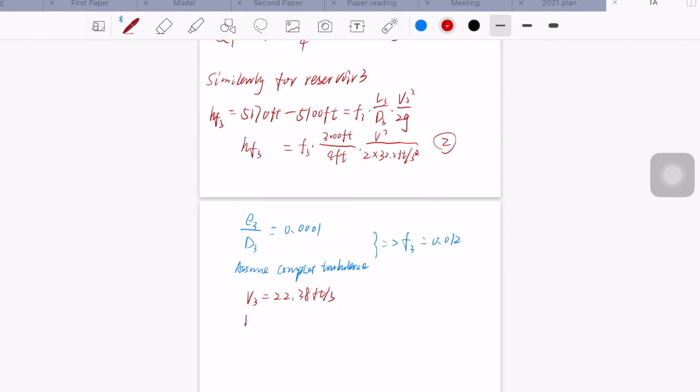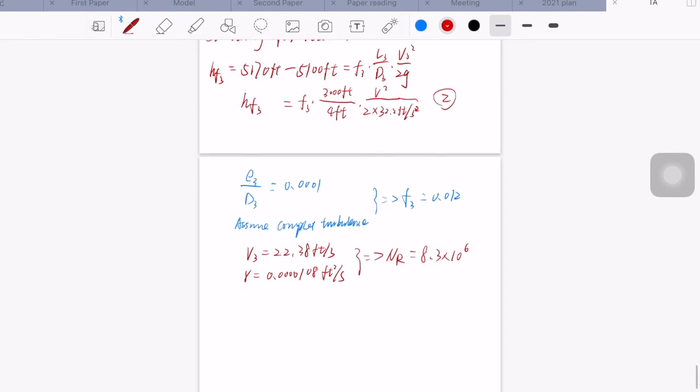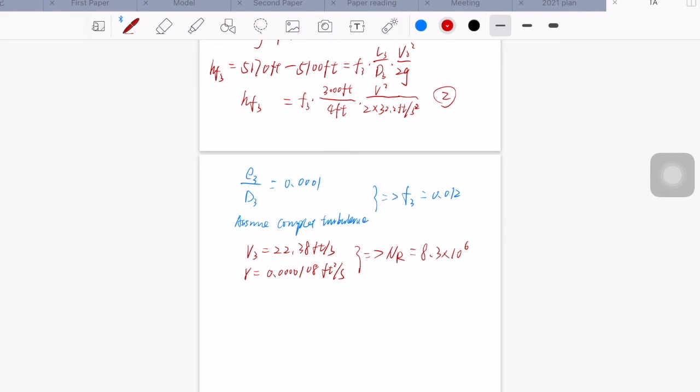And we know the viscosity is 0.000108 square feet per second, and we can calculate the Reynolds number, which equals 8.3 times 10 to the power of 6. And then from the Moody chart, I'll also use the Swamee-Jain equation. We can find the new friction factor equals 0.0123.